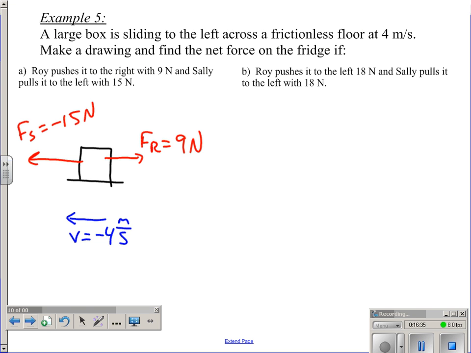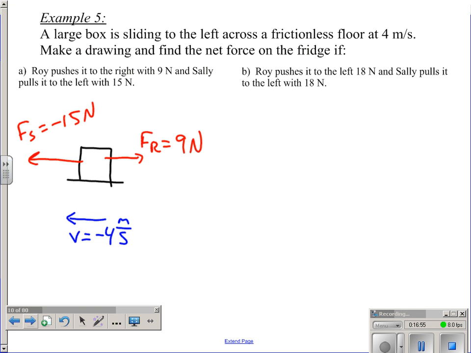Roy is trying to push it to the right with 9 newtons. Sally's pushing to the left, or pulling to the left, with 15 newtons. So the idea is they're working against each other. Okay, who's going to win? Well, Sally is. She's got more force, right? How much more force? The difference between 15 and 9 is 6 newtons, right?